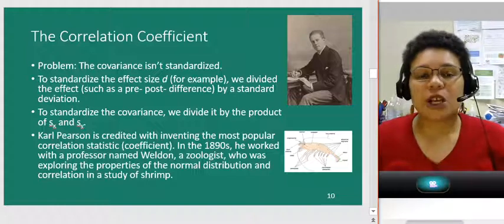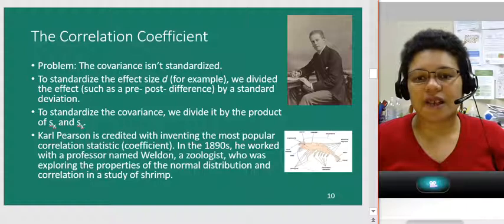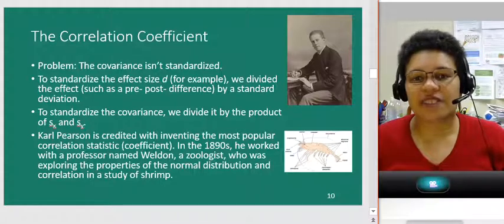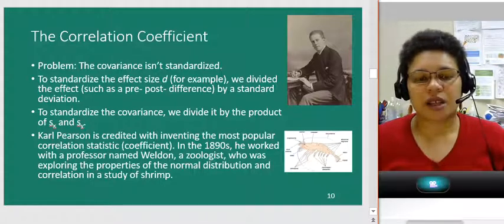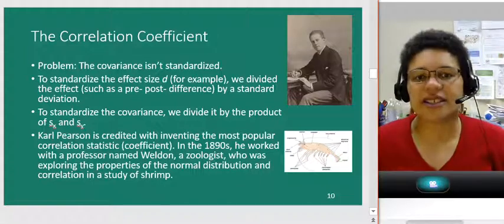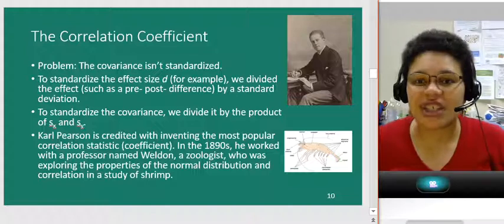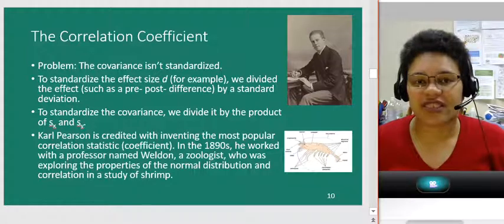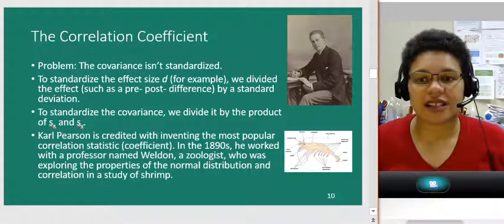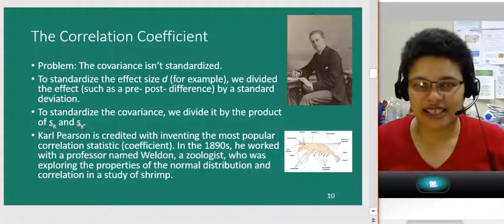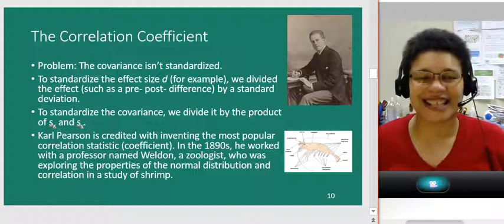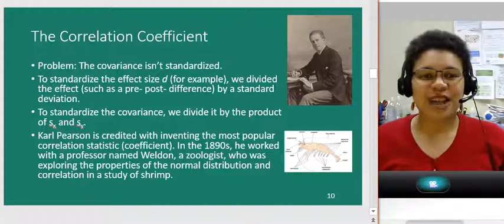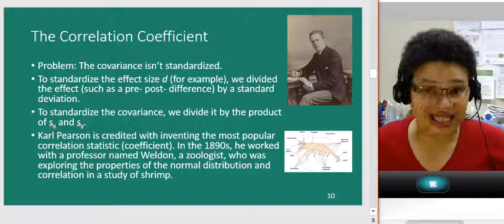So the variance is not standardized. It depends on the units, right? The standard deviation, we call it the standard deviation, but unless we're talking about standard error, it's not standardized. Standard deviation also isn't standardized. Covariance is not standardized.